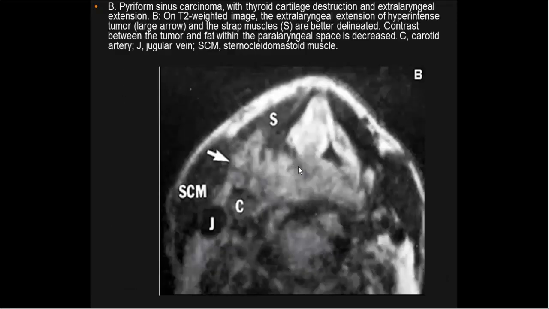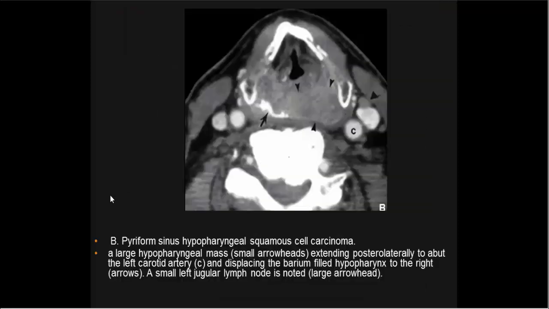Piriform sinus, same case as before, as we see thyroid cartilage destruction. On this T2 image, the strap muscle and extralaryngeal spread, the hyperintense tumor and the strap muscle are better delineated. Contrast between tumor and the fat within the paralaryngeal space is decreased. This is the carotid, fascia, and sternocleidomastoid.